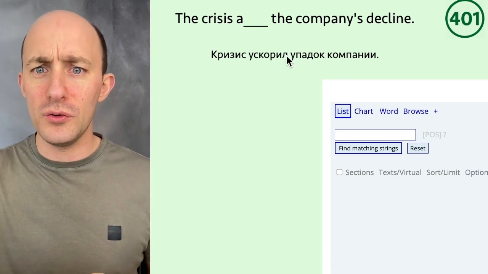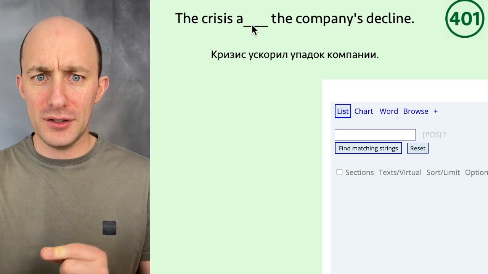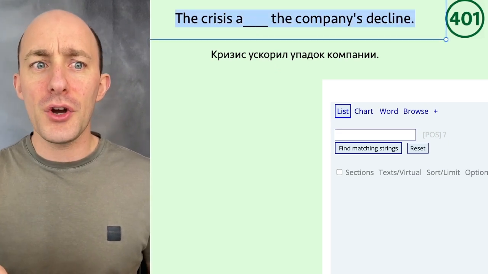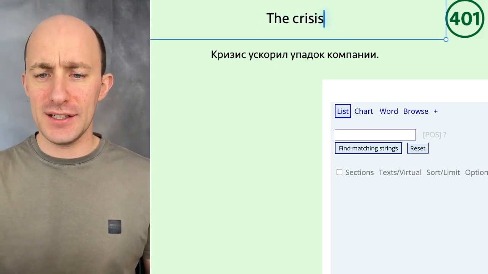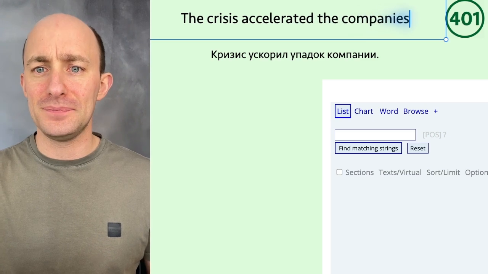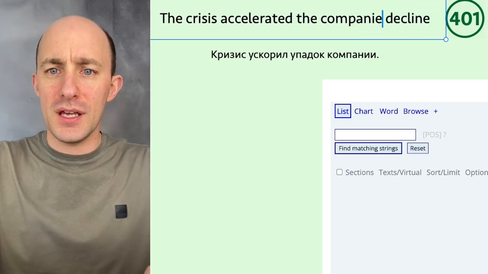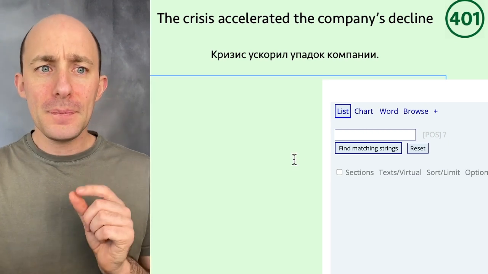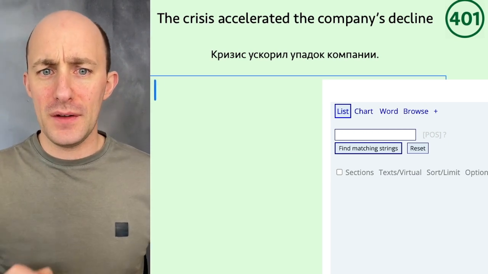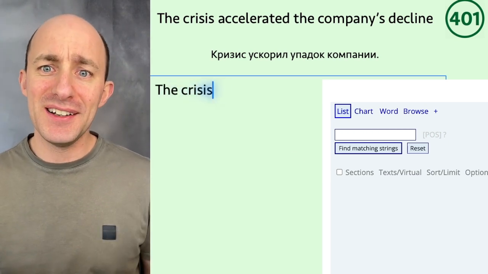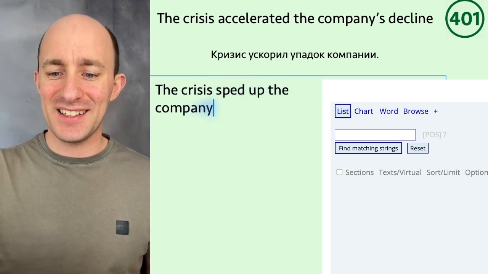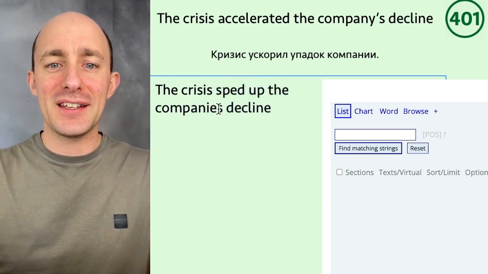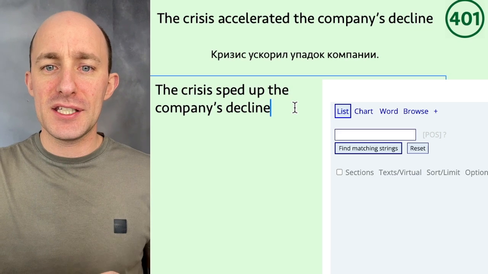Кризис ускорил упадок компании. Ускорил. The crisis accelerated the company's decline. And it should be companies with an apostrophe. There's also a phrasal verb. The crisis sped up the company's decline. So we can say to accelerate, we can say to speed up.